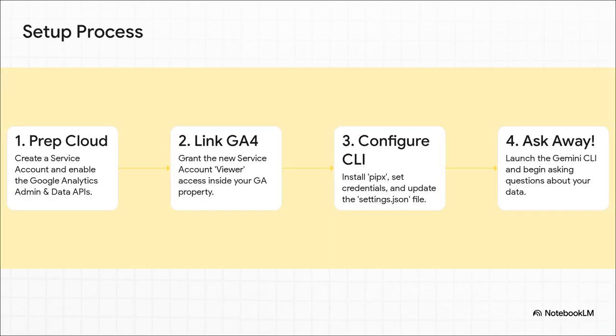The actual setup breaks down into 4 main steps. 1, you prep Google Cloud by making a service account and turning on the right analytics APIs. 2, you pop over to Google Analytics and give that new service account viewer access. 3, you configure the Gemini CLI so it knows how to use this new MCP bridge. And finally, step 4, you launch the command line and just start asking questions.